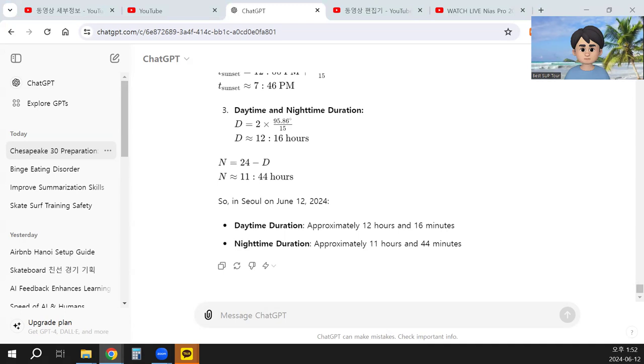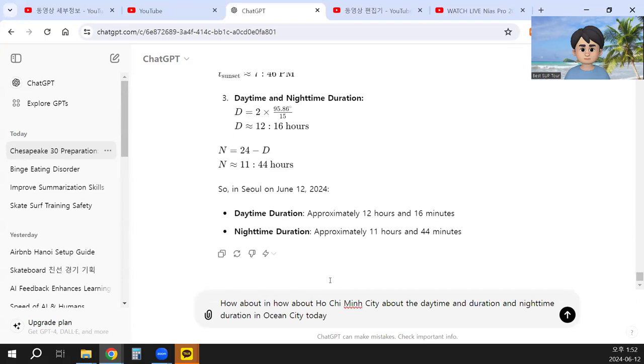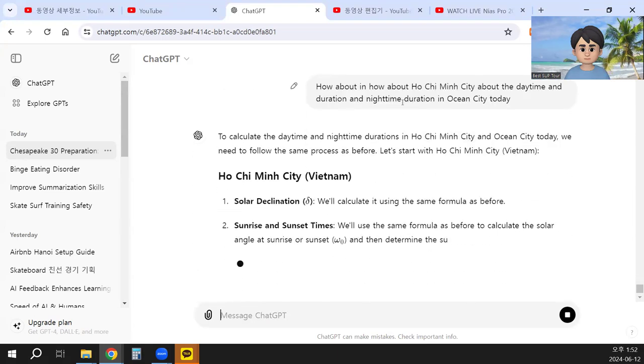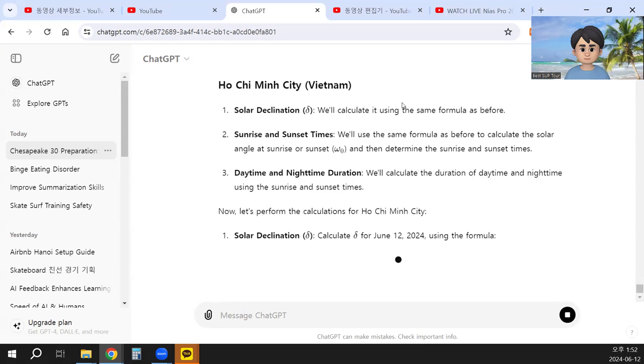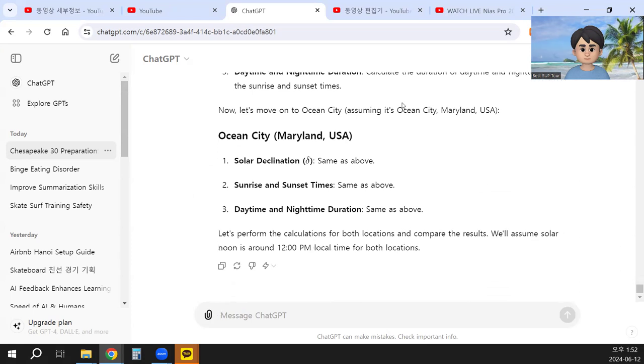How about Ho Chi Minh City? The daytime duration and nighttime duration in Ho Chi Minh City today.